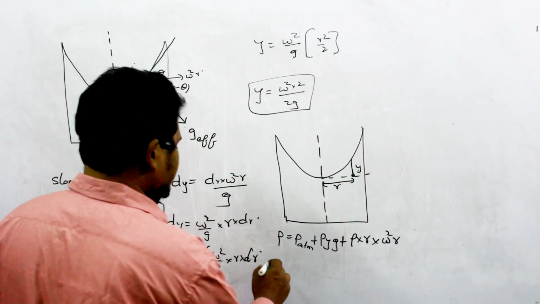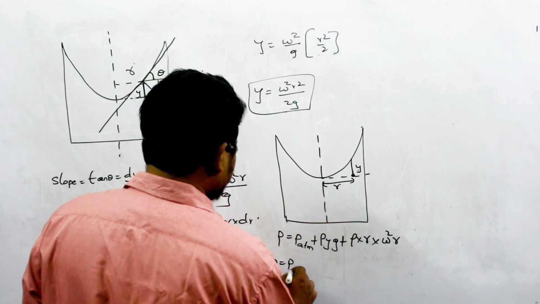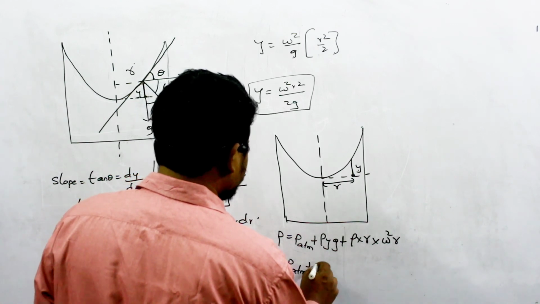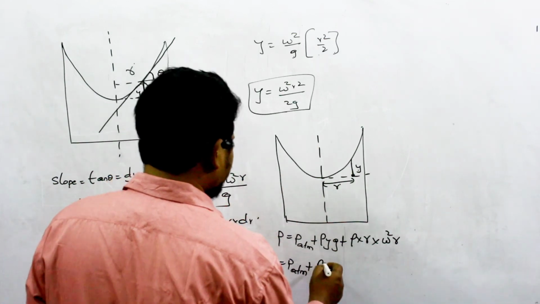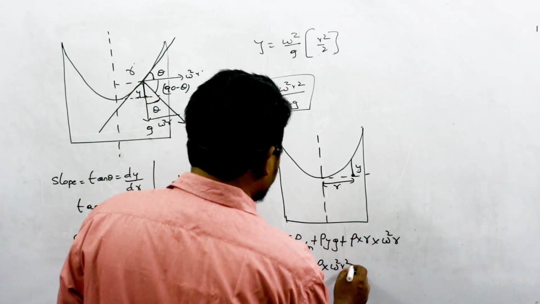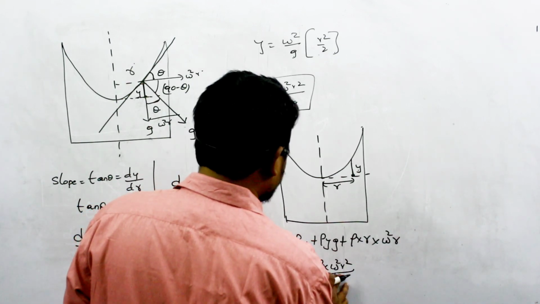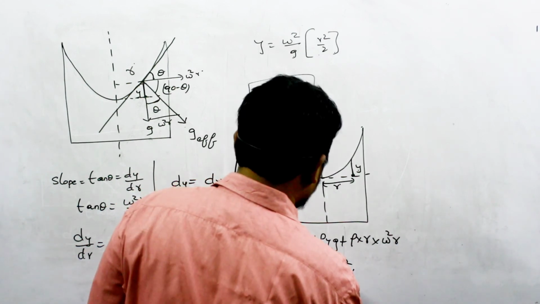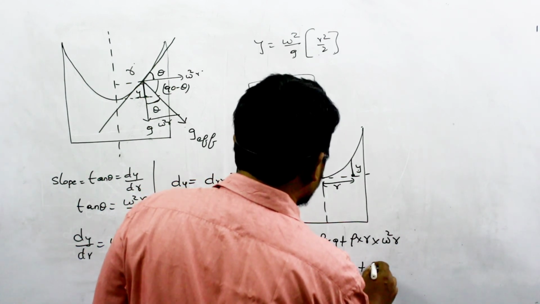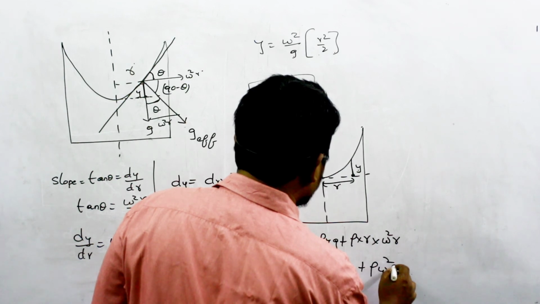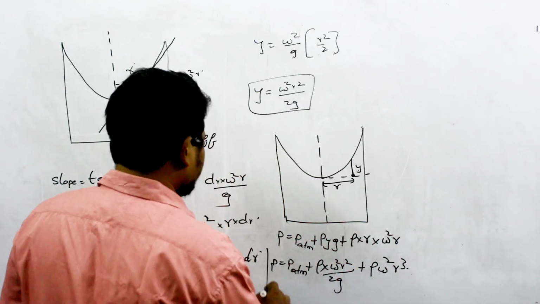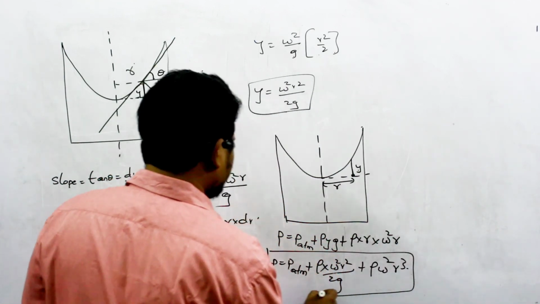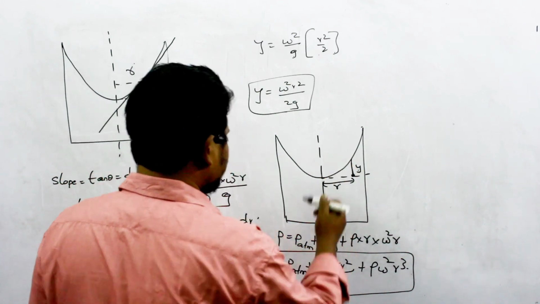So this will be our total pressure equation. Therefore P is equal to P atmospheric plus rho into, instead of Y I can write, omega square R square divided by 2G, plus rho omega square into R cube. So this will be the total pressure which will be acting at this point.